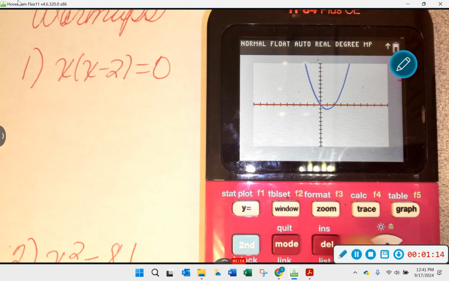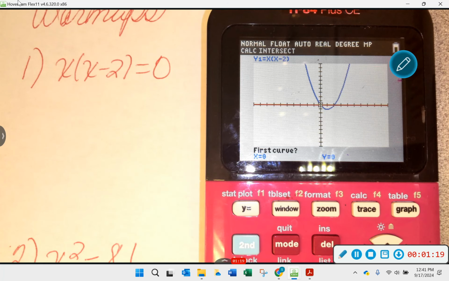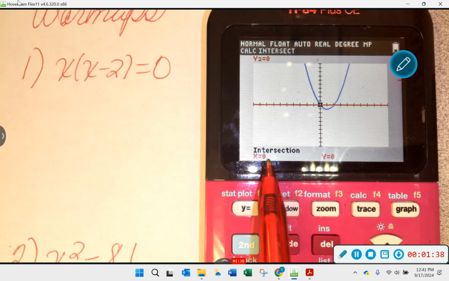So we go to second, trace, intersect. And we have to be pretty close to the intersection point, which we are. It's asking us, is the blue curve your first one? And we push enter to say yes. Is the red curve your second one? Push enter to say yes. One more time, and it tells us that the solution is going to be 0 as one of the answers.